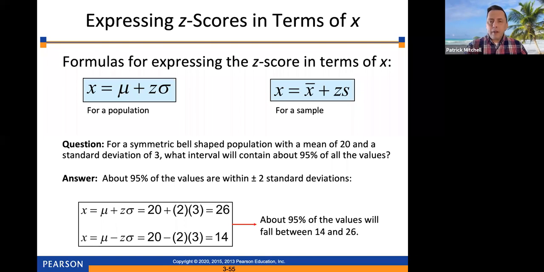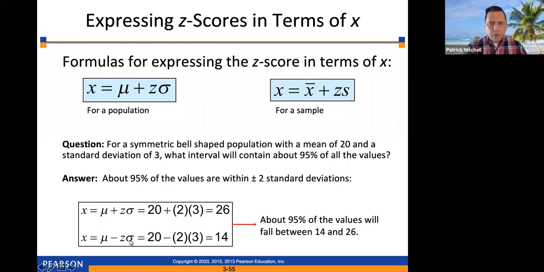So to get the upper limit on this interval, I'm going to put in z equals 2. And so that's what we've done here. x is equal to mu plus z times sigma. The mean is 20, the z-score is positive 2, and the standard deviation is 3. So the upper bound of that interval will be 26. The lower bound of that interval will be when z is negative 2, 2 standard deviations below the mean. So that's going to look like this.